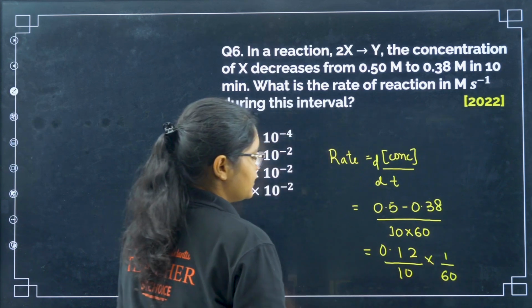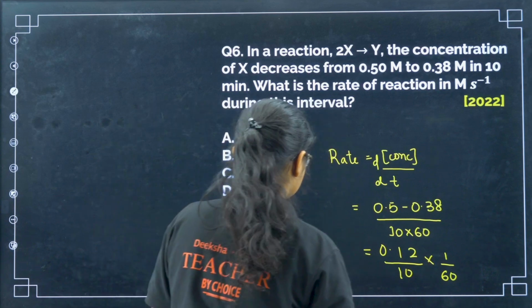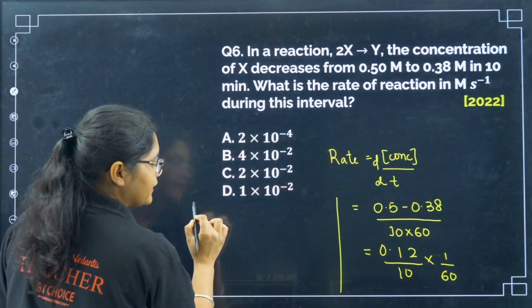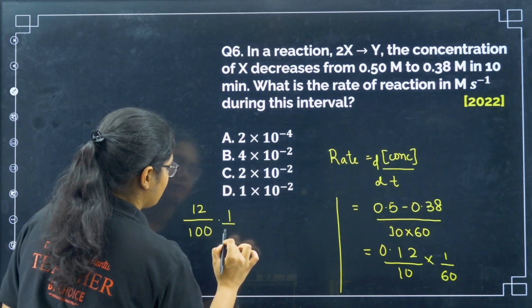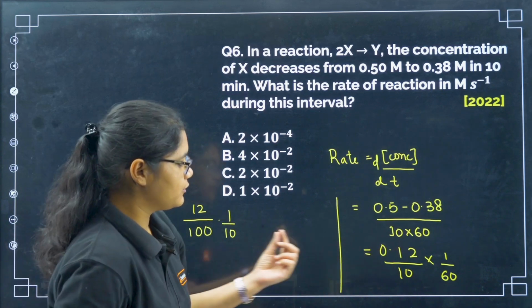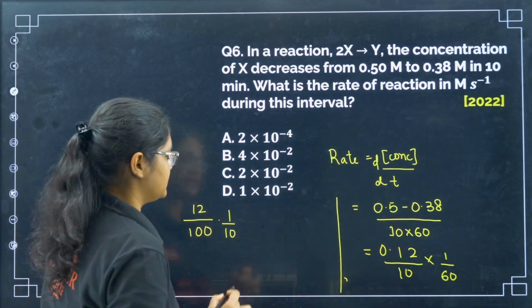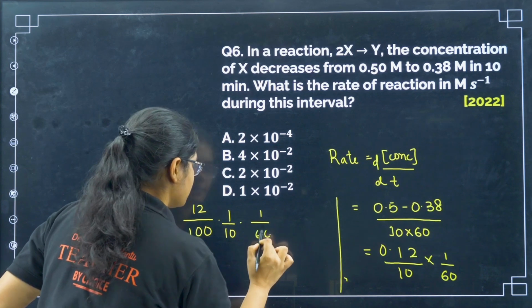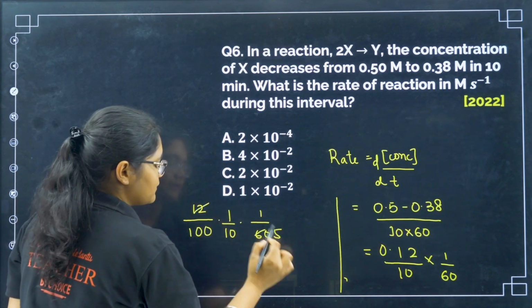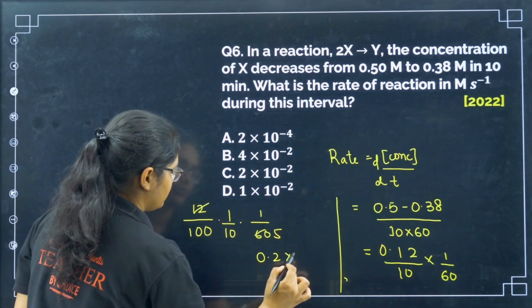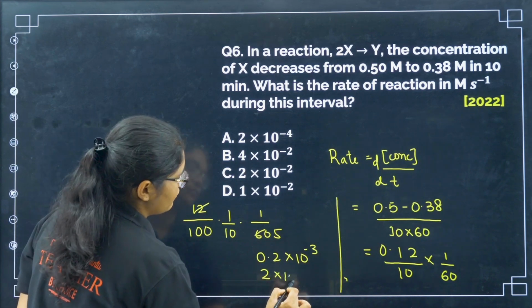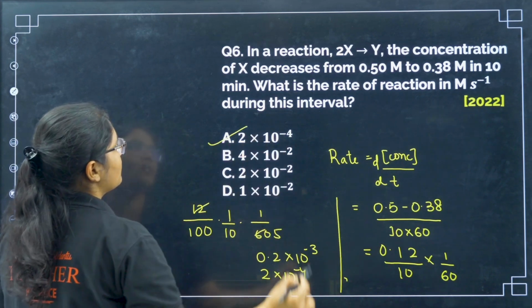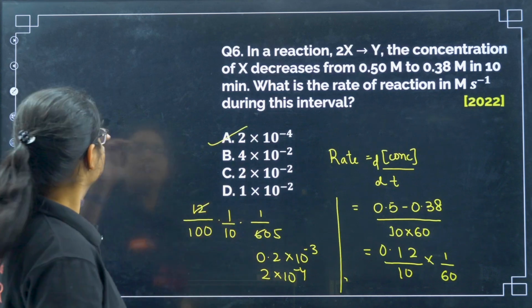60. Okay, so now if I solve this, just let me solve here. I can write 0.12 as 12 by 100, then this 10 is there, and then I have 1 by 60. Okay, so 1 by 5 is 0.2 into 10 to the power of minus 3. Then I can write 2 into 10 to the power of minus 4. That is option number A here.